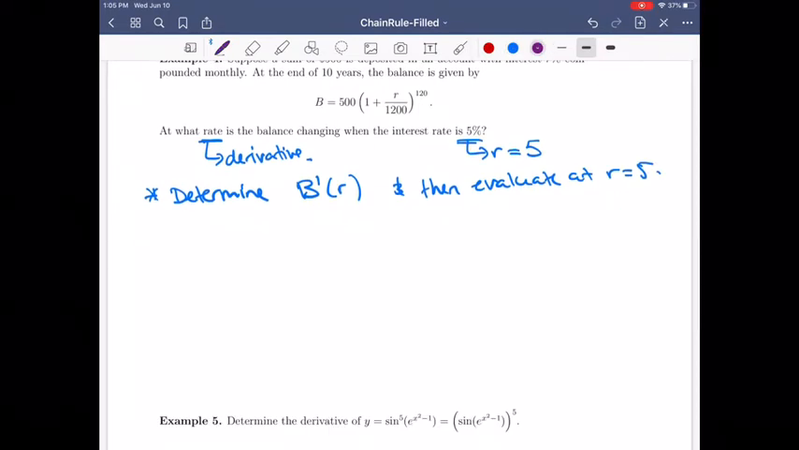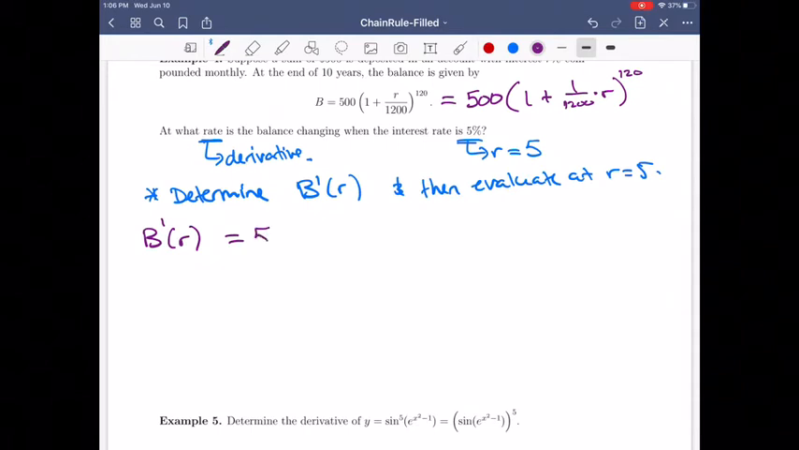But to compute the derivative, B prime of R, we have a composition of functions. So I'm going to rewrite this function. So it's 500 times 1 plus 1 over 1,200 times R to the power 120. So the 500, when we take the derivative, can just stay out front. That's the constant multiple rule. So it's going to be 500 times the derivative with respect to R of the remaining bit.